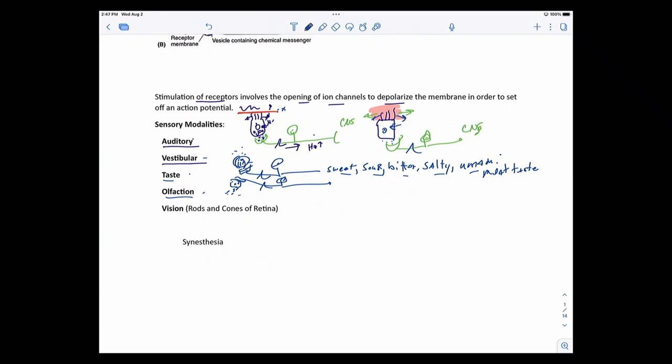Again, the theme being you have a specialized cell receptor that binds to molecules, and then it gets translated to having the perception that you have.